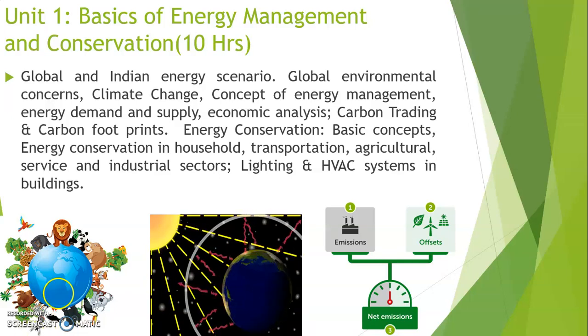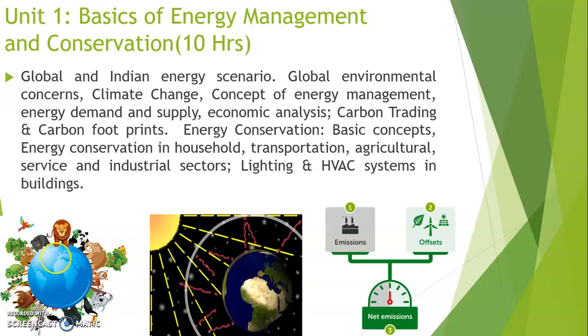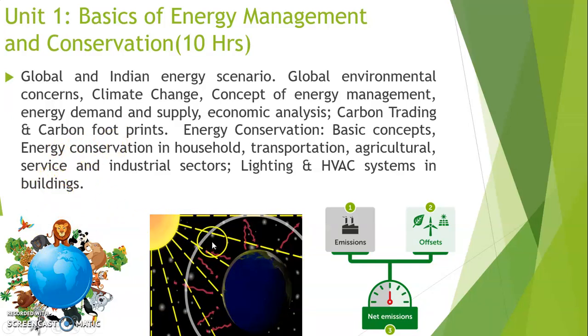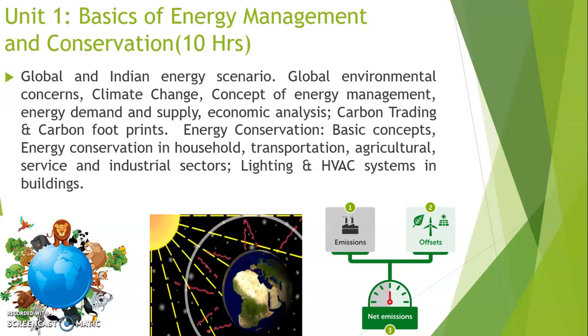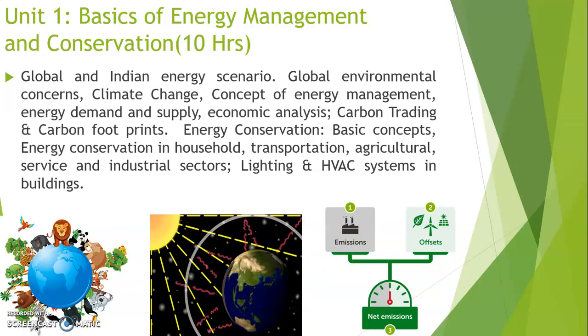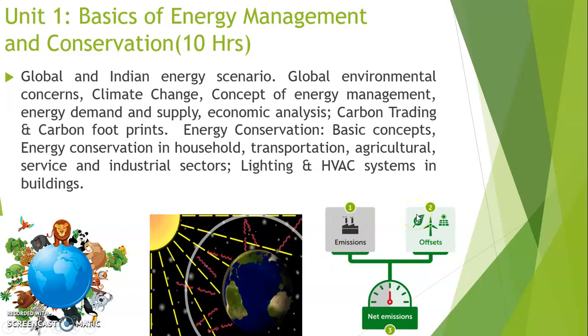As you can see in this image, we'll be dealing with the loss of biodiversity. We'll be dealing with the greenhouse effect, ozone layer depletion, and the global warming phenomenon. We'll also deal with carbon dioxide emission in the environment and how we need to balance this carbon in the atmosphere. So this is unit number 1.